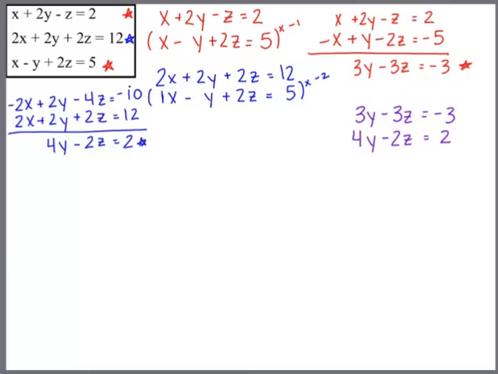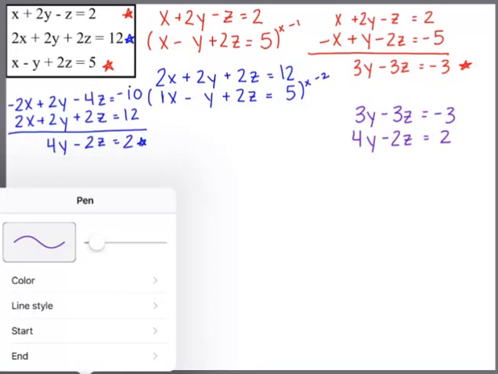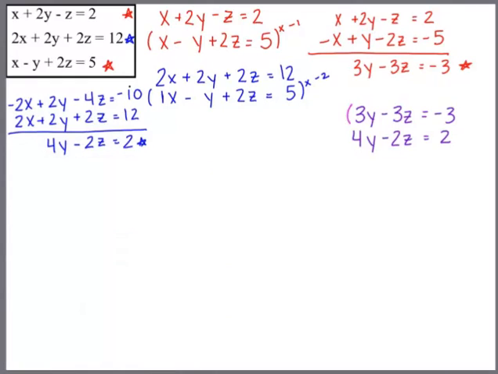I can look at this and say, well, let's just get rid of the y's. They're in the front. It's the first variable that I see. And I know that I need to turn the 3y and the 4y into the same number. I need the lowest common multiple again. The lowest common multiple between 3 and 4 is going to be 12. So I want to turn one of them into a positive 12 and one of them into a negative 12. So let's turn the top into a positive 12.